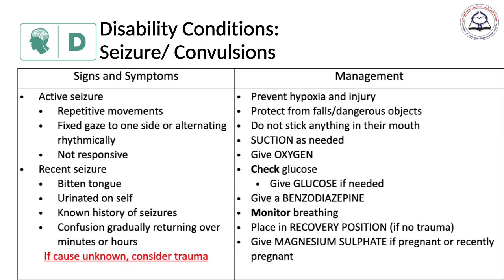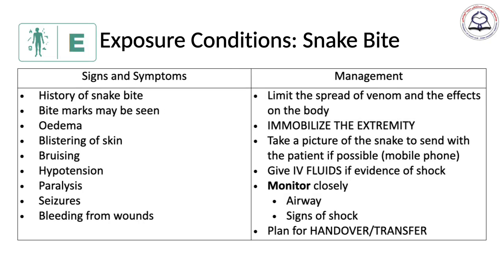After that, if there are repeated seizures, then you consider giving phenytoin or Keppra. Exposure condition: snake bite. Sign and symptom: there could be history of snake bite. Bite mark may be seen. There will be edema, blistering of the skin, bruising, hypotension, paralysis, seizure, bleeding from wound.